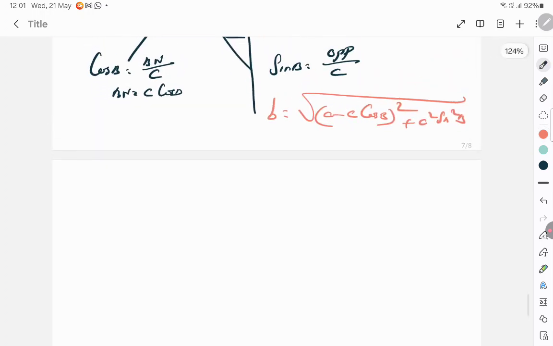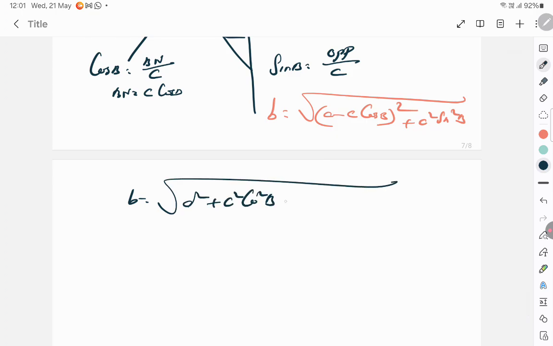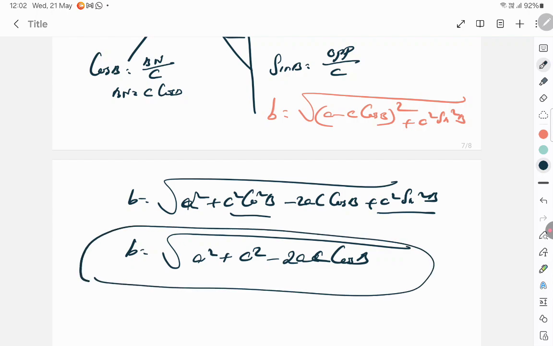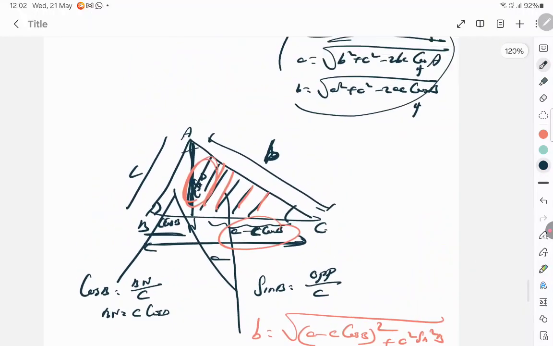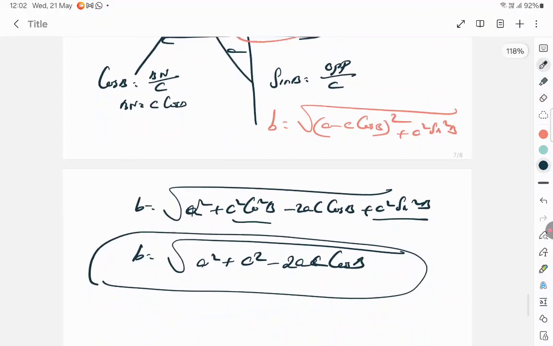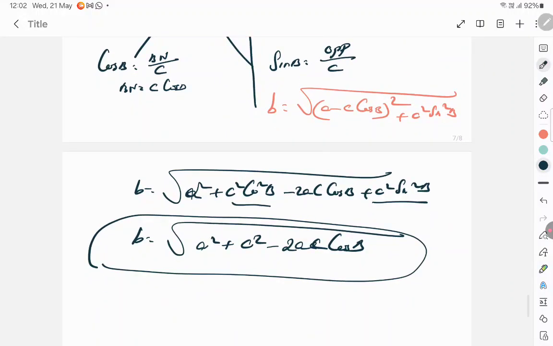Expand it. b itself is the root of a squared plus c squared cos squared B minus 2ac cos B plus c squared sin squared B. From this and this you have c squared, which is common. So you get a squared plus c squared minus 2ac cos B, which is nothing but your law of cosines. Very, very simple. So by constructing like this and using a right triangle, you can find the law of cosines. One of them is what I found. Similarly, you can find a and c, but finding one is good enough.